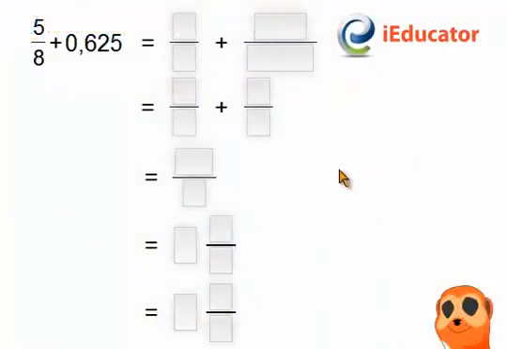We are going to be adding a fraction to a decimal. Let us begin. 5/8 plus 0,625. The first thing I need to do is convert this decimal into a fraction. So I put down my 5/8, and I'm going to place a 625 over 1000 because there are 3 decimal places after the comma.